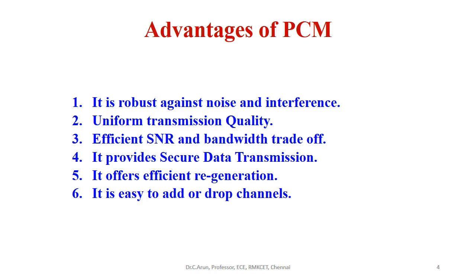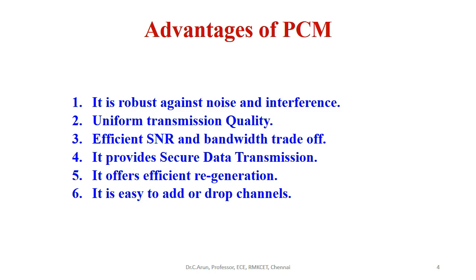Advantages of PCM: it is robust against noise and interference. Noise is a randomly varying signal, but in pulse code modulation a restricted amplitude is used to represent 0 and 1. So identifying noise within this signal is very easy compared with an analog signal. That's why it is robust against noise and also interference.